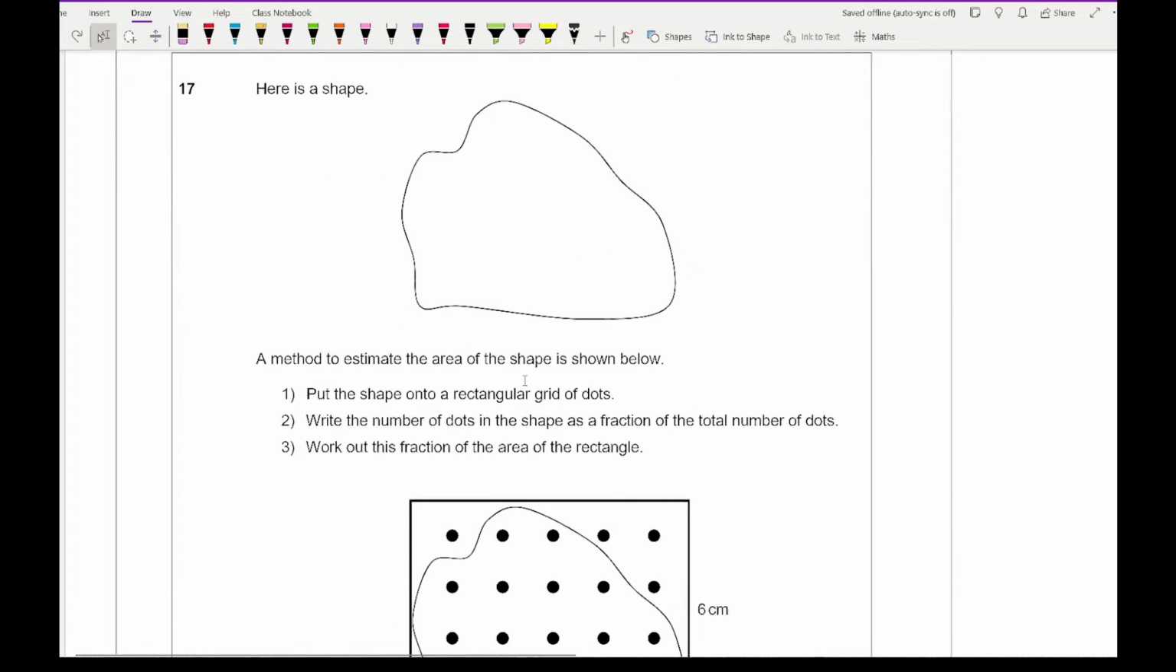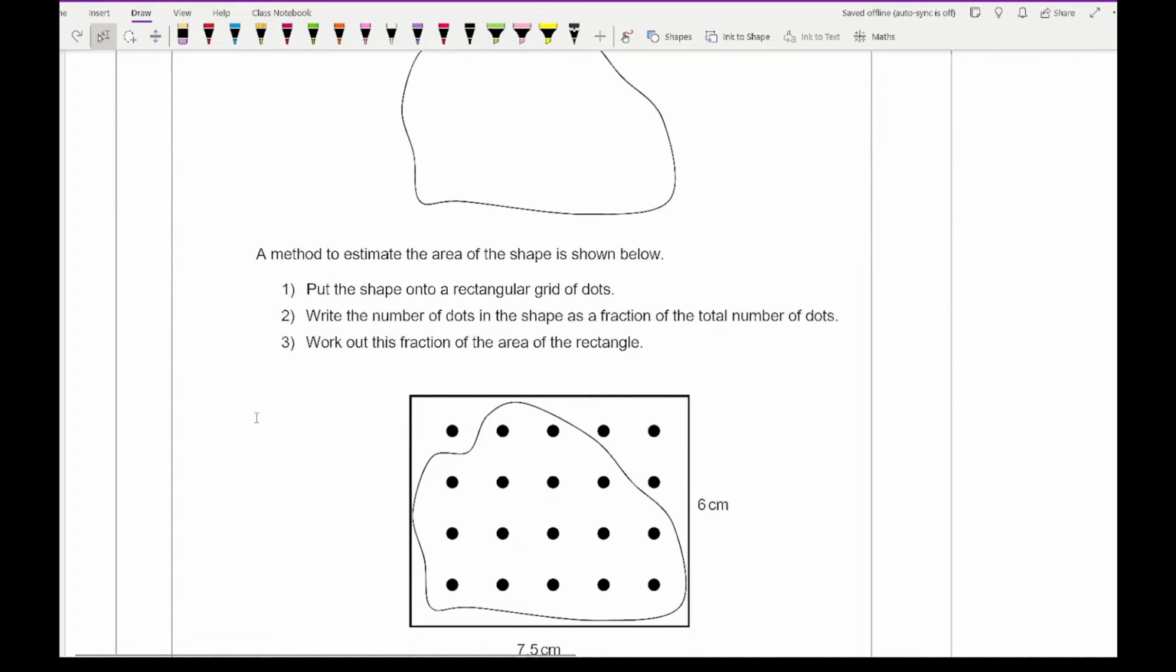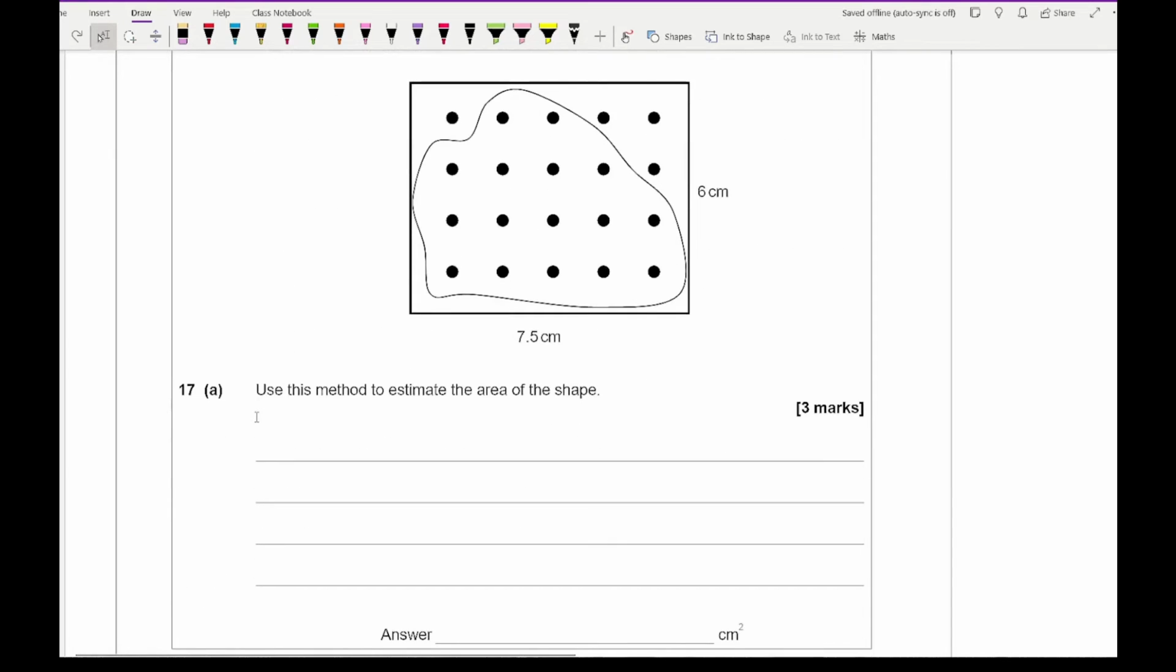Moving on to question 17, it says here is a shape. A method to estimate the area of the shape below is to put the shape into a rectangle grid of dots. Write down the number of dots in the shape as a fraction of the total number of dots. Work out this fraction of the area. So the question then says use this method to estimate the area of the shape. So looking at the number of dots inside the little bubble thing, we've got a total of 3 plus 4 plus 4 plus 3 plus 2 gives us a total of 16. So we've got 16 out of a total of 4 by 5, which is 20.